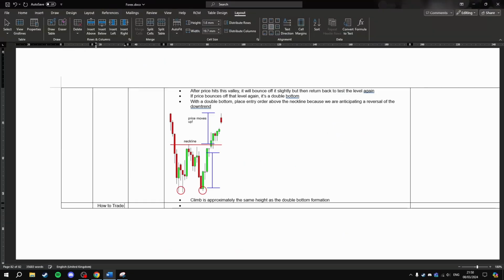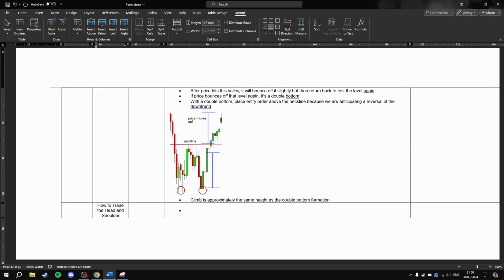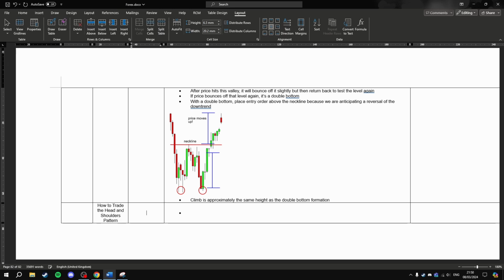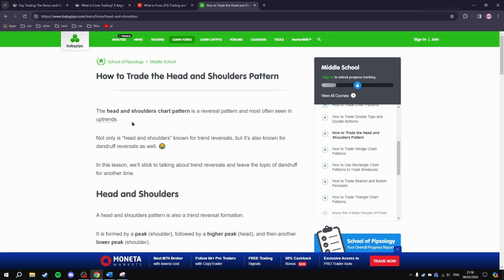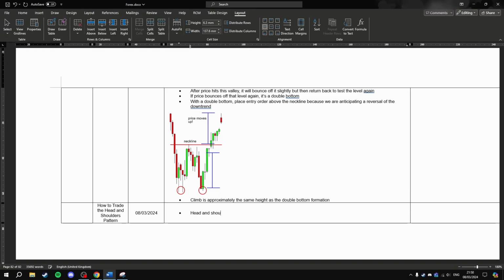How to trade the head and shoulders pattern. The head and shoulders chart pattern is a reversal pattern, most often seen in uptrends.